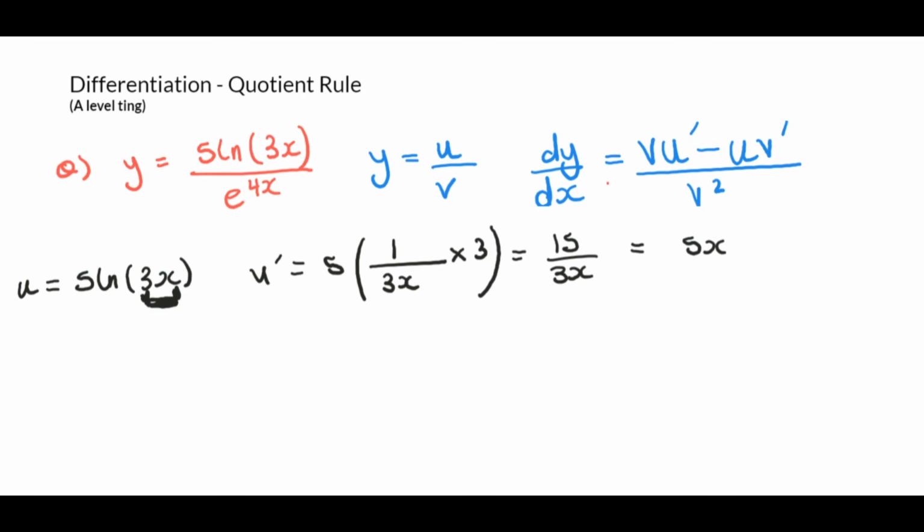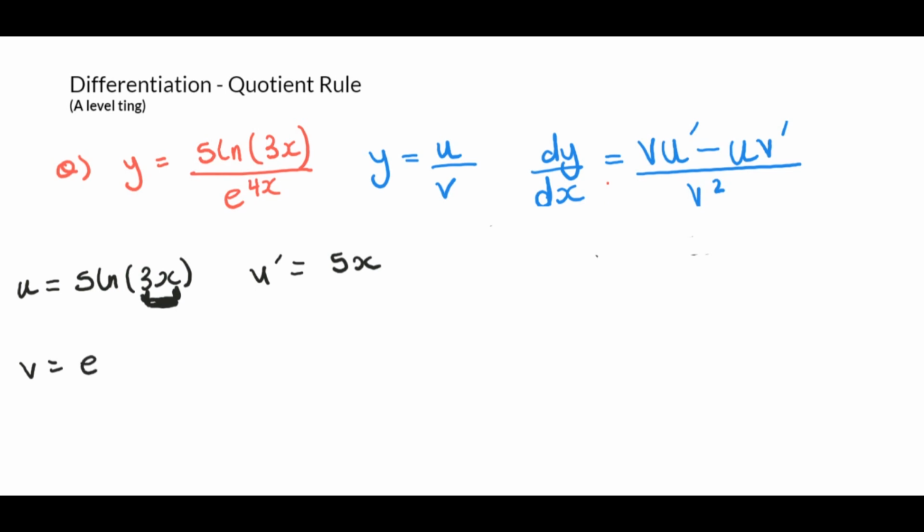U dashed is 5x. So I'm just going to rub this out because it's taking too much space, and put 5x there. Now, if you didn't understand, go watch that video, I've already made a video on it. Now, v we know is e to the 4x. And then v dashed: write the whole thing, so e to the 4x, and then times it by the derivative of the power. What happens when you differentiate 4x? It's going to be 4, so you times it by 4. So the answer is just 4e to the 4x.